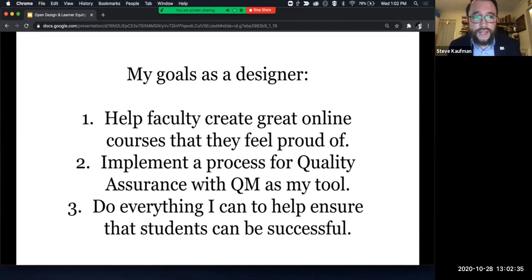That's the business that we're in. We want to implement a process for quality assurance, whatever that might be. At my campus, it's Quality Matters, and you're at the QM Connect conference, it's QM on your campus too, most likely. And I have to do everything I can to help ensure that students can be successful in that valuable, valuable time that my faculty sit down with me. That's precious. And so how can I nudge them gently along the path of QM and open?